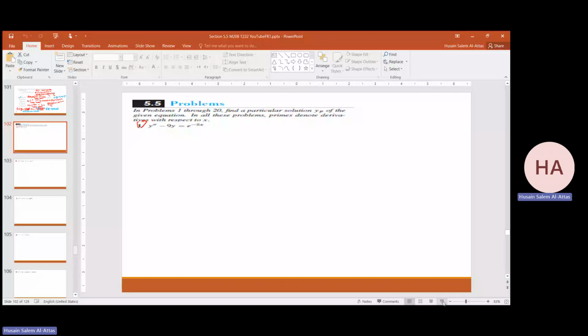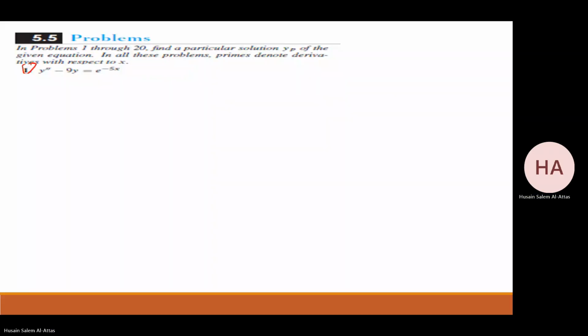Okay, Bismillah ar-Rahman ar-Rahim. We'll start now doing the exercises from the book related to this section, 5.5. Find the particular solution.